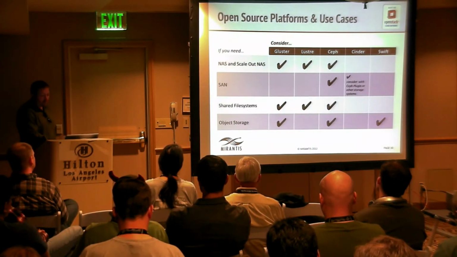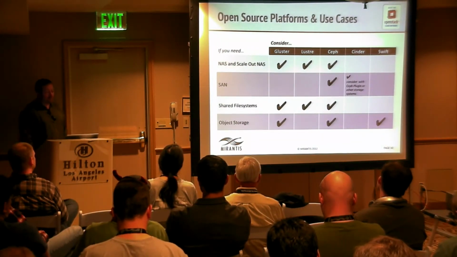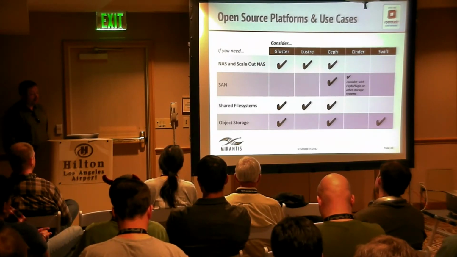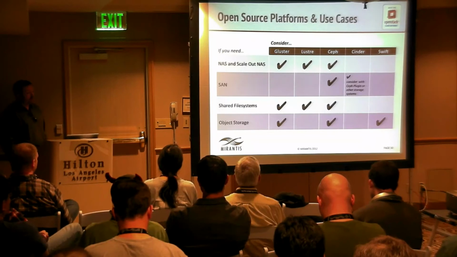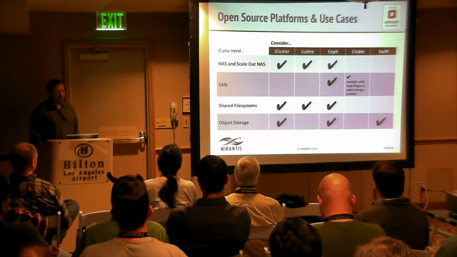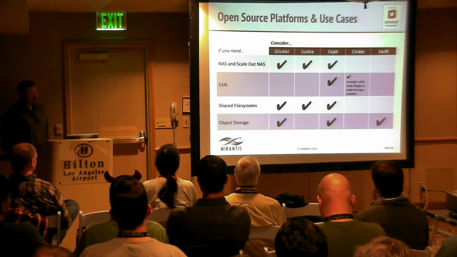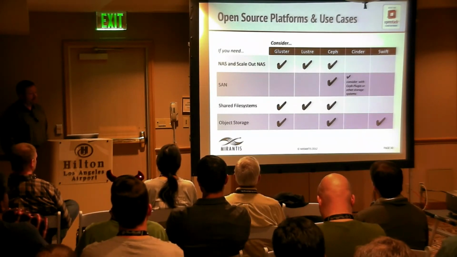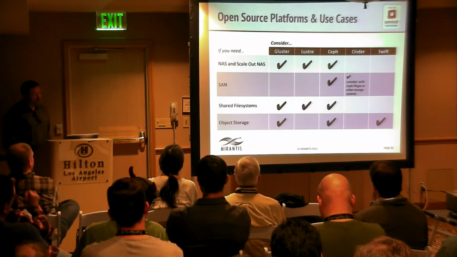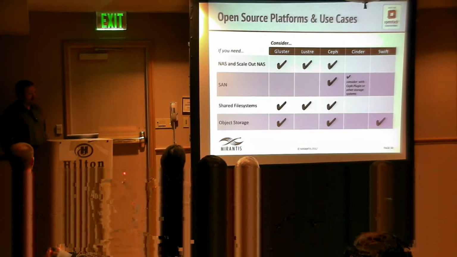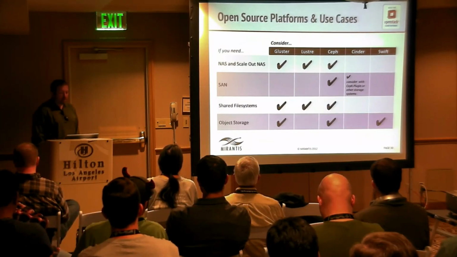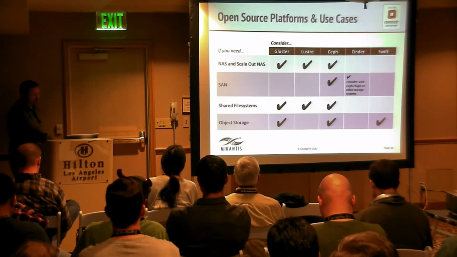Okay, so some of the use cases, what you can use when. For NAS, pretty much Gluster, Lustre, or Ceph would work. As a SAN replacement, Ceph and Cinder will provide your SAN replacement capabilities. In the shared file system arena, Gluster, Lustre, or Ceph are the leading open source projects. And for object storage tiers, it's Gluster, Ceph, or Swift.